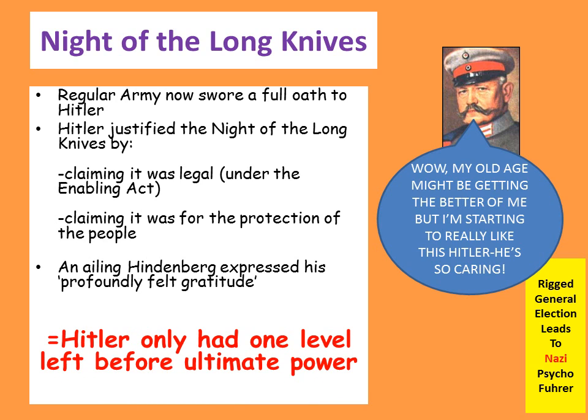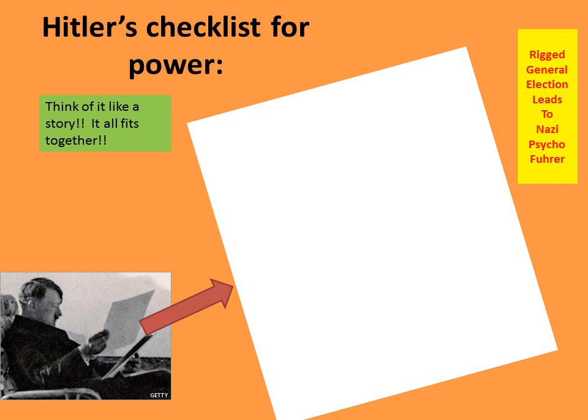But Hitler only had one level now left before he had ultimate power, and that was essentially Hindenburg. Come on, he's like a pussycat. He's thanking Hitler for going and killing loads of his men. He's not going to be any problem.